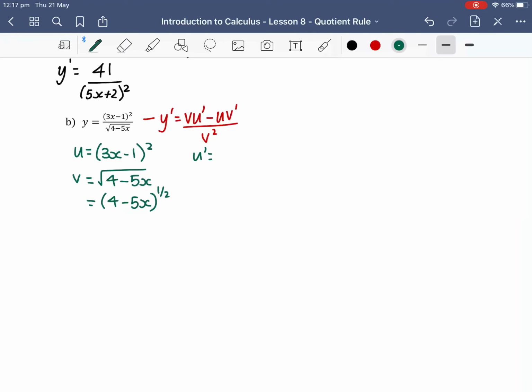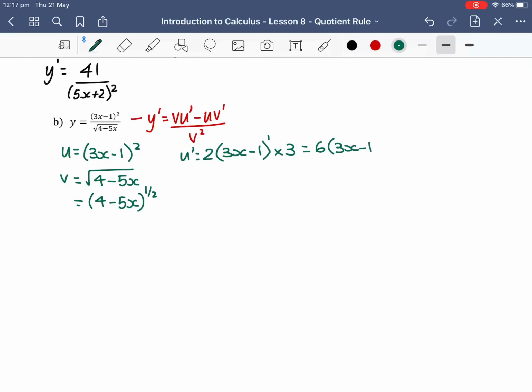Our u dash is equal to, we've got to use the chain rule on our u dash. So we've got to bring our 2 down the front. So it'll be 2 times 3x minus 1 minus a power, so it will just be 1 times the derivative of our bracket, which is 3. So our u dash will equal 6 bracket 3x minus 1.